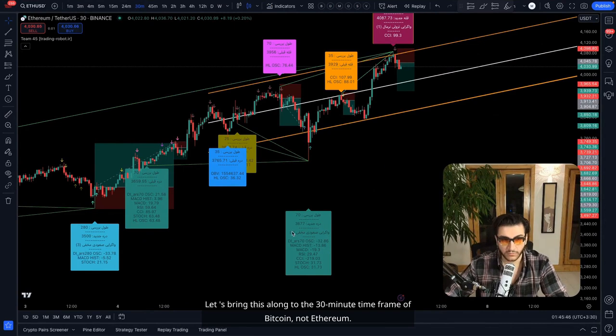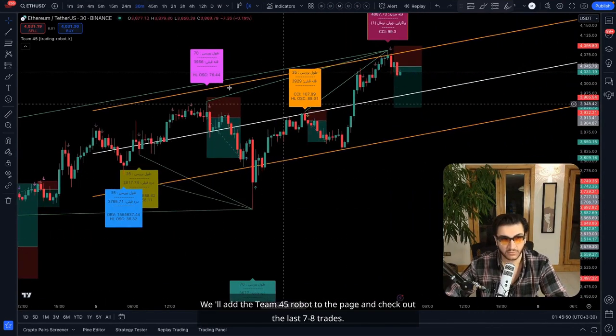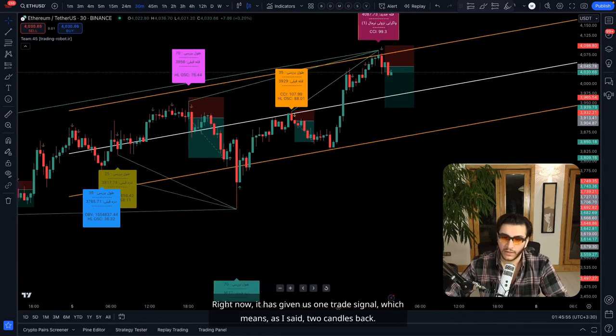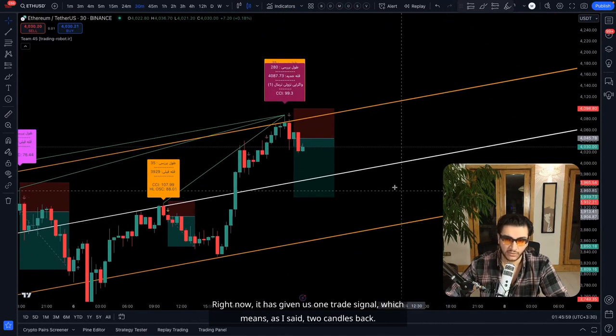Let's bring this along to the 30-minute time frame of Bitcoin, not Ethereum. We'll add the Team 45 robot to the page and check out the last 7-8 trades. Right now it has given us 1 trade signal, which means, as I said, 2 candles back.